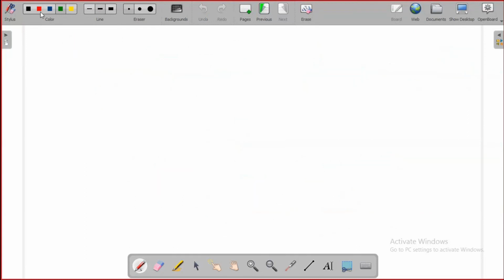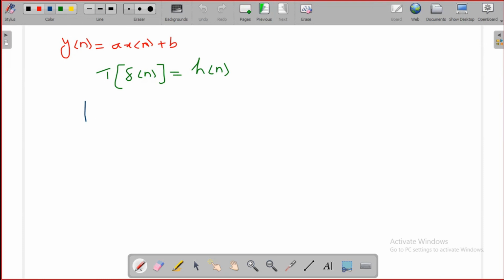Now take one more example on stability. y of n is equal to A into x of n plus b. Let's see. To find the magnitude of the response, mod y of n, which is mod of A x of n plus b.